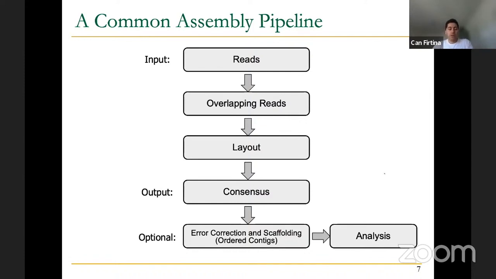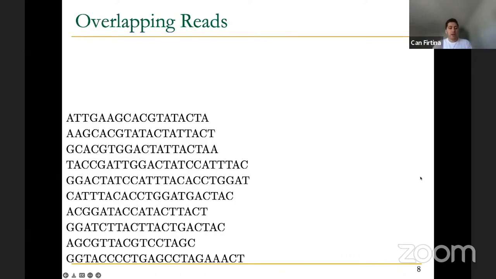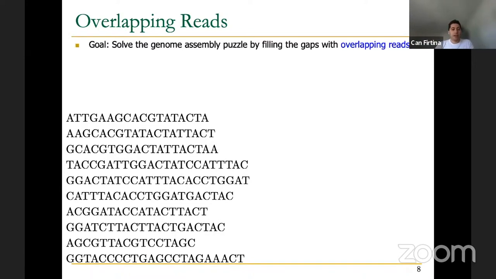I'll continue. So a common assembly pipeline starts with reads, and then next it basically performs the overlapping of reads, as I also showed in the previous slide. So let's see how it happens. Sequencing technologies produce reads, fragments of the genome. We don't know the relative order between them. And our goal is to solve the genome assembly puzzle by filling the gaps with overlapping reads, right?